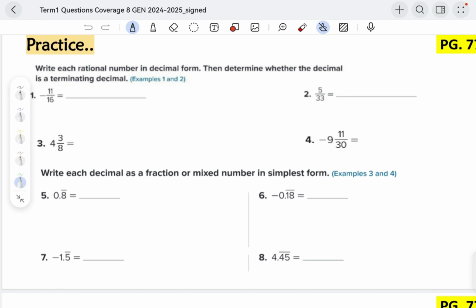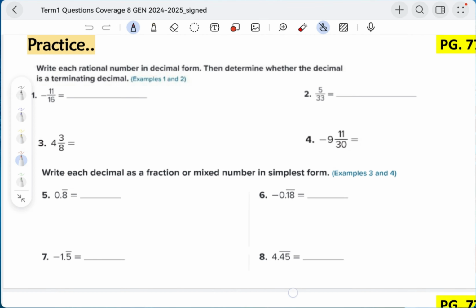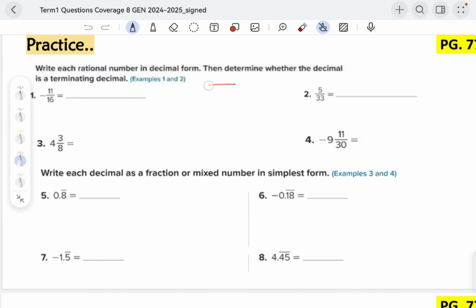In this part, we're going to convert fractions to decimals. In general, to convert any fraction to decimal, you can use long division. But in some cases, we can use some tips that help us to easily convert fractions to decimals. Let's start with the first one. I will use long division to convert this fraction to decimal.